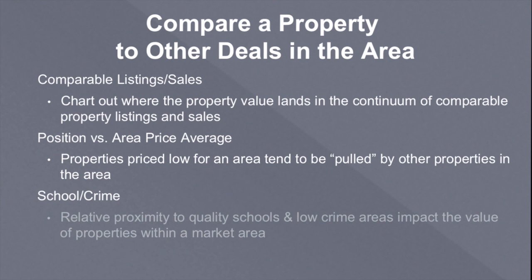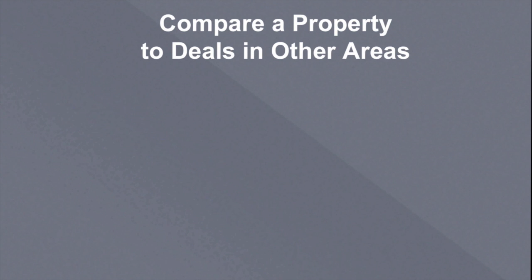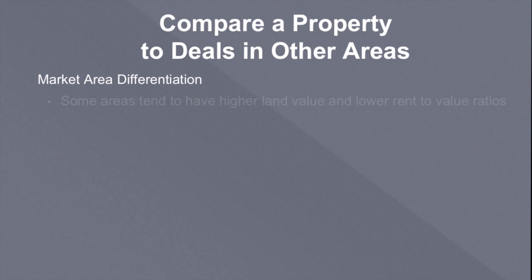What about schools? What about crime? So good quality schools and low crime definitely impact value, and those things are definitely more desirable. So what about when we compare a property to properties in other areas? We want to look at a market area in terms of its differentiation. What are its points of differentiation?